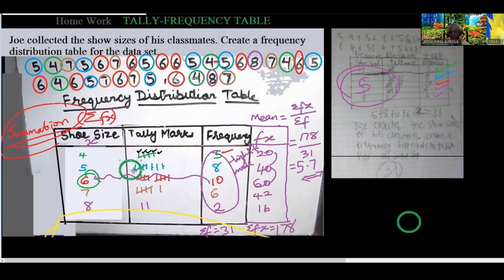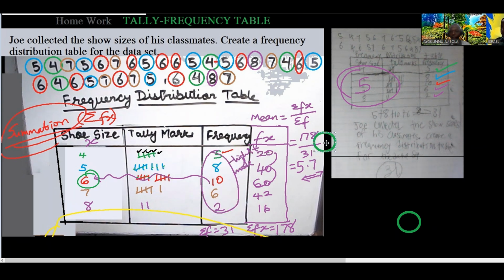So one, two, three, four, five, and one, two, three. That's eight. Then the number of sixes there are ten. So one, two, three, four, five, one, two, three, four, five. That's ten. So that's how we got all of the digits that are on this table entirely.